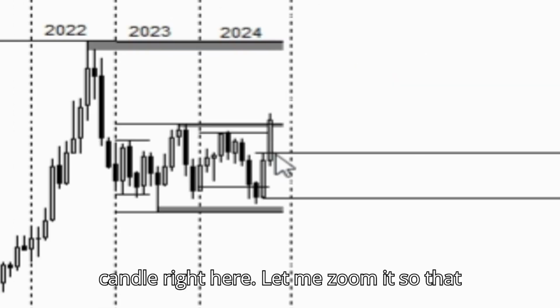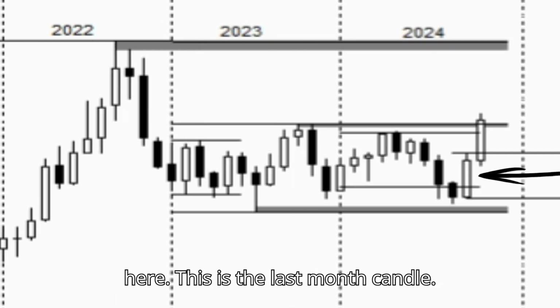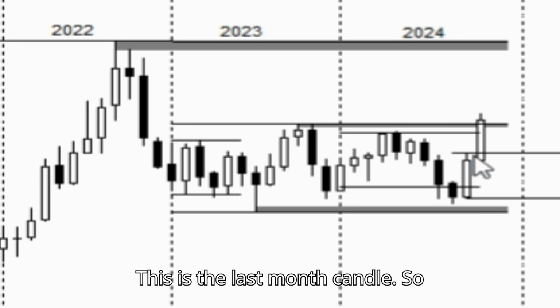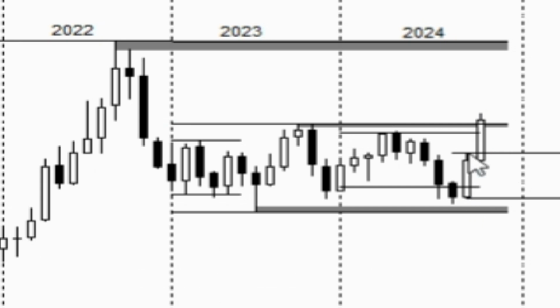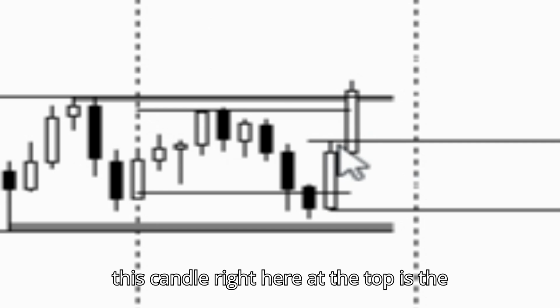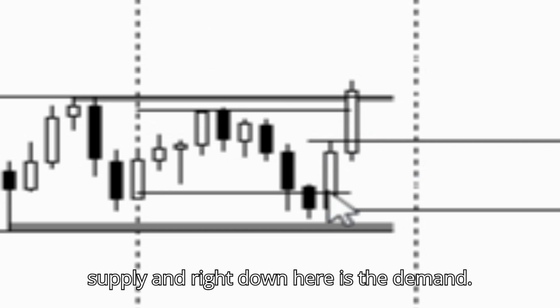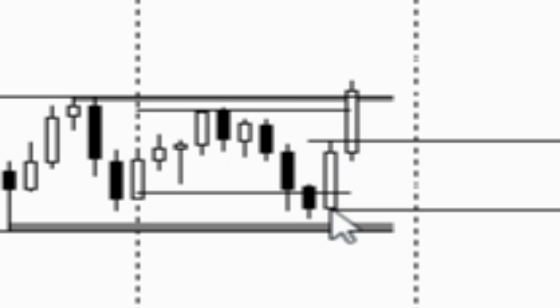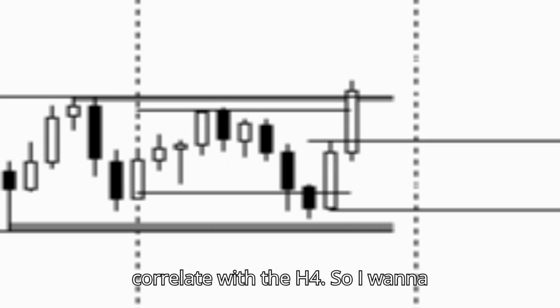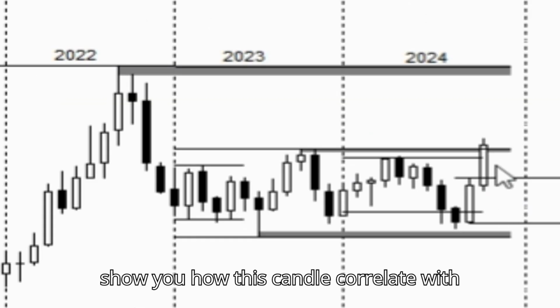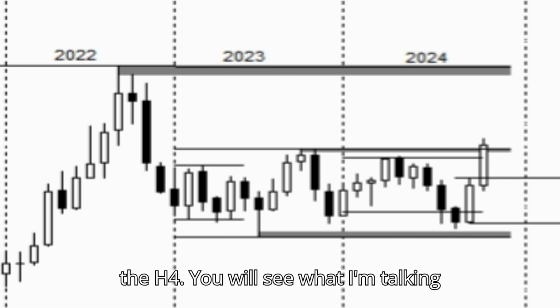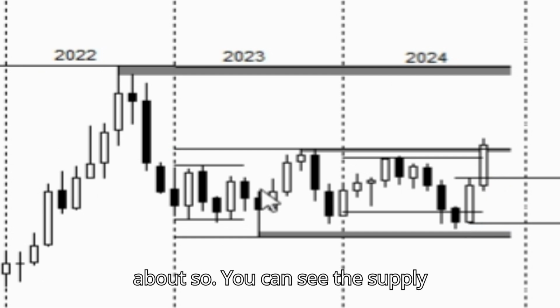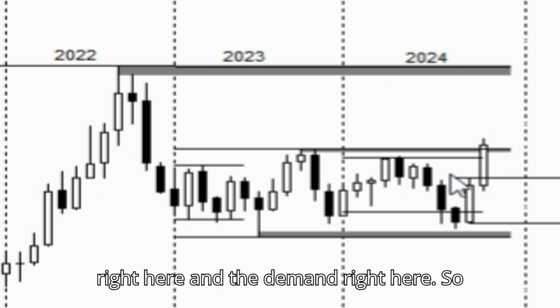So you see this candle right here. Let me zoom in so that you can see. This is the last month candle. Between this candle, at the top is the supply, and right down here is the demand. When you go to H4, this candle correlates with the H4. I will show you how, so we're going to see the supply right here and the demand right here.